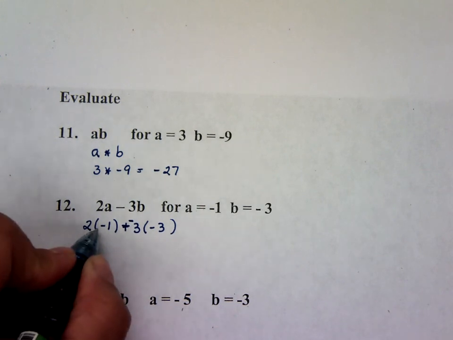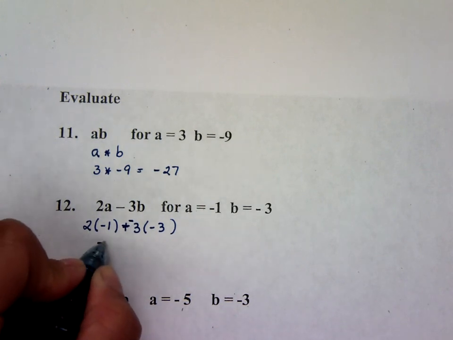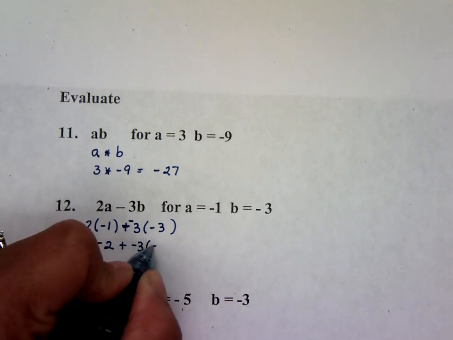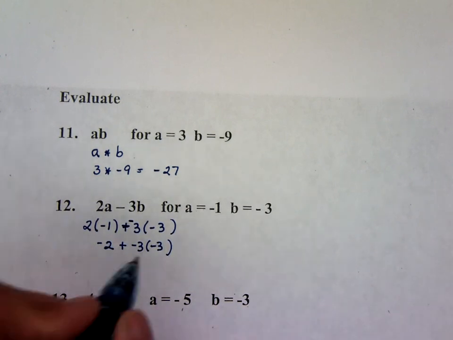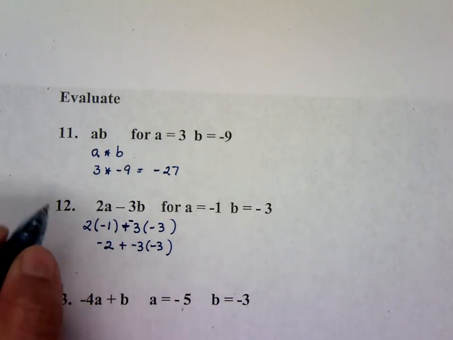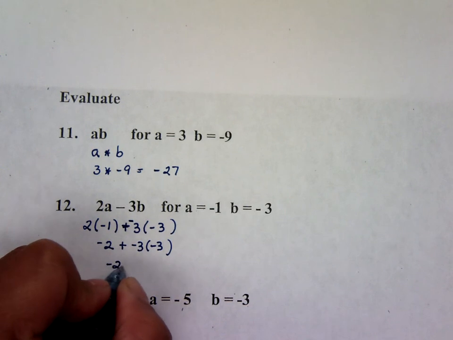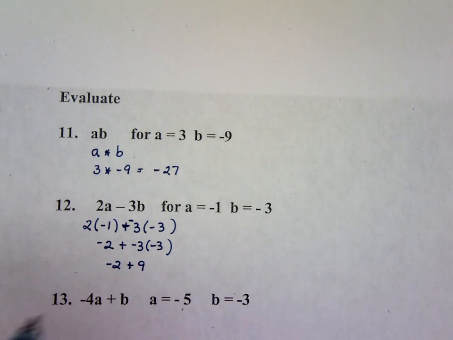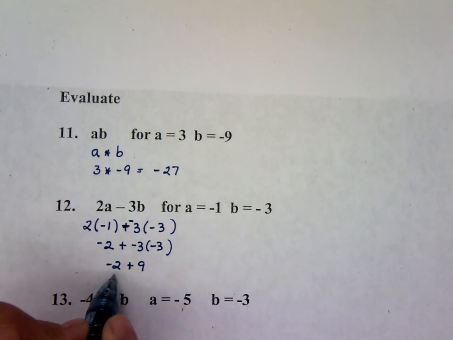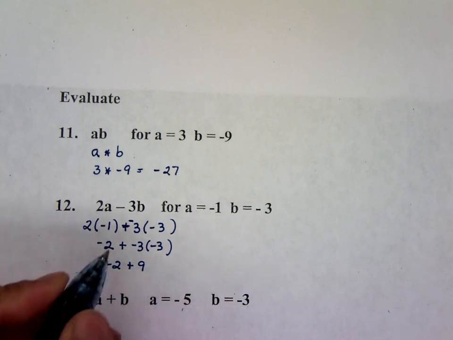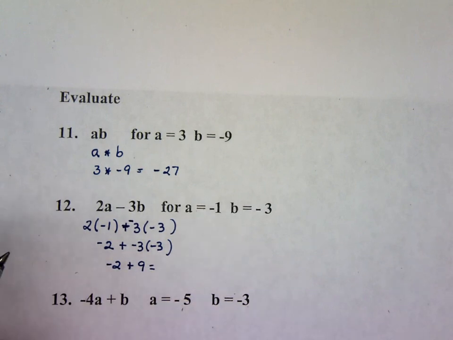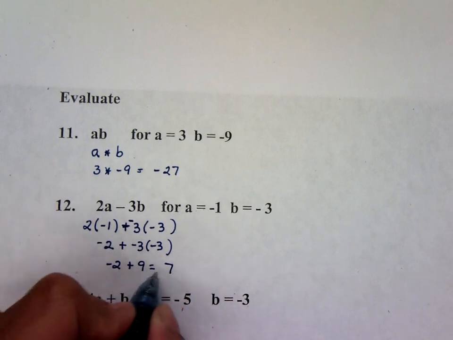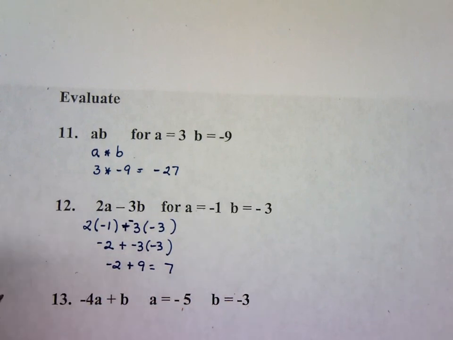So now you have 2 times negative 1, which is negative 2 because you lose, plus negative 3 times negative 3. Well, you have to ask yourself, do you win or lose? You win, so you have negative 2 plus 3 times 3 is 9. Now here's your addition. Look at this. You have a negative and a positive. Do you add or subtract? You're going to subtract. 9 minus 2 is 7, and 7 is positive because 9 is positive.